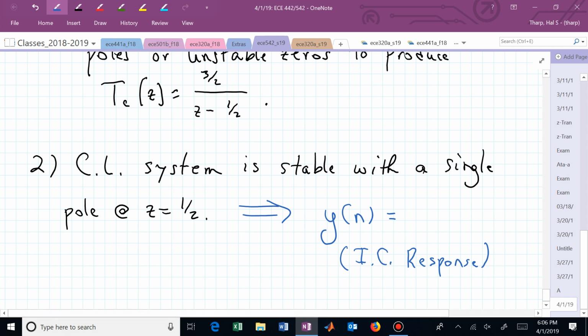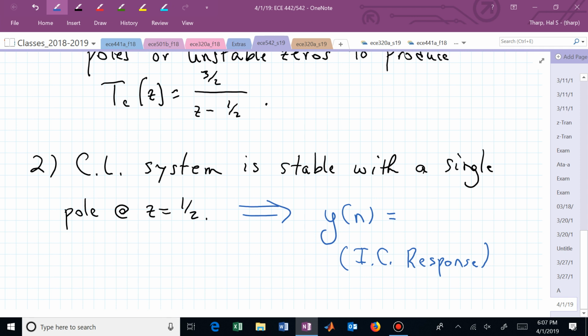Do we know? Is there any clue on the board? What's y of n look like? How does it shake? How does it move? If we know statement 2 is true, we have a closed loop system, it's stable, with a single pole at z equal to 1/2.